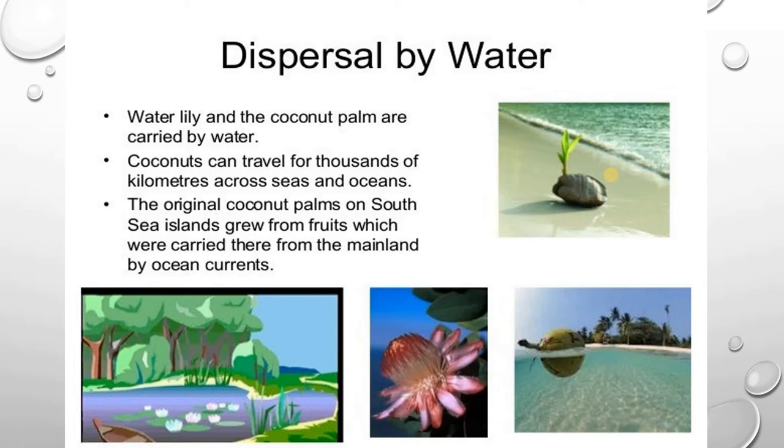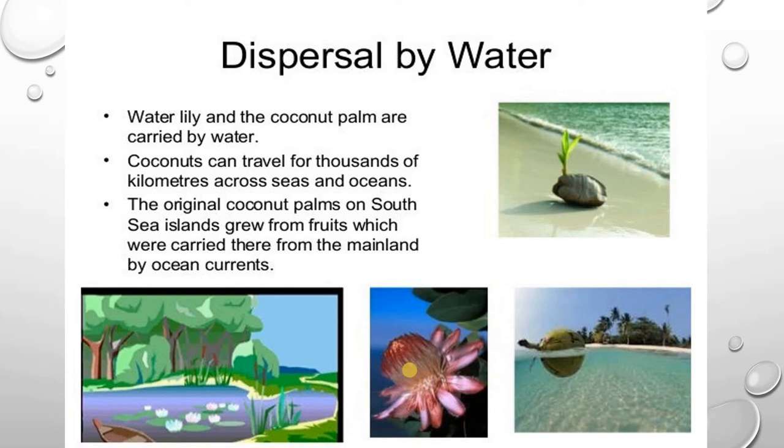So the seeds of the water lily plant, here you see this is water lily, and the coconut plant are dispersed by water. The seeds of the water lily plant have got a spongy outer coat which allows them to float in water and move to other places along with the water current. Similarly, the coconut fruit has a fibrous outer coat which enables it to float in water and be carried away by flowing water to far off places.